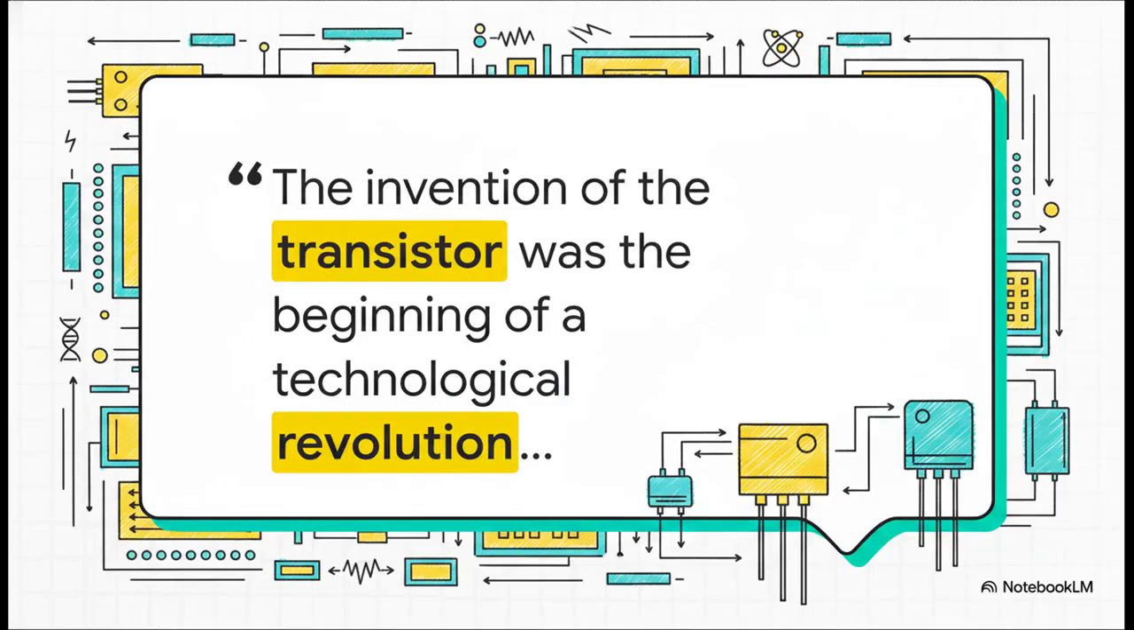There's a quote from our source material that I think just perfectly sets the stage here. It says, "The invention of the transistor was the beginning of a technological revolution that is still continuing." And it's so true. Every complex electronic system we use today is basically a direct outgrowth of this early semiconductor development. That's why getting a handle on the BJT is absolutely crucial. We are literally looking at the DNA of the digital age.